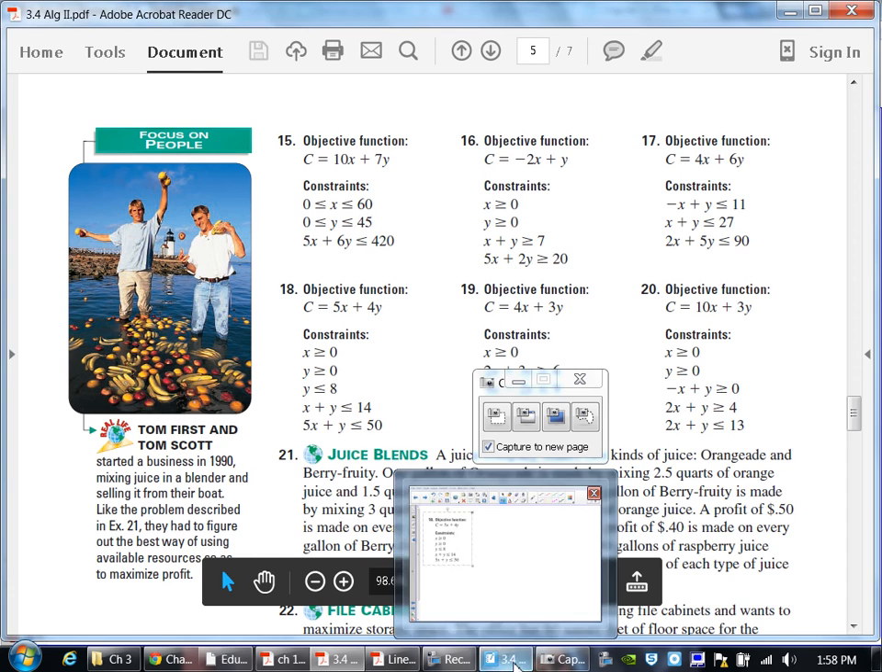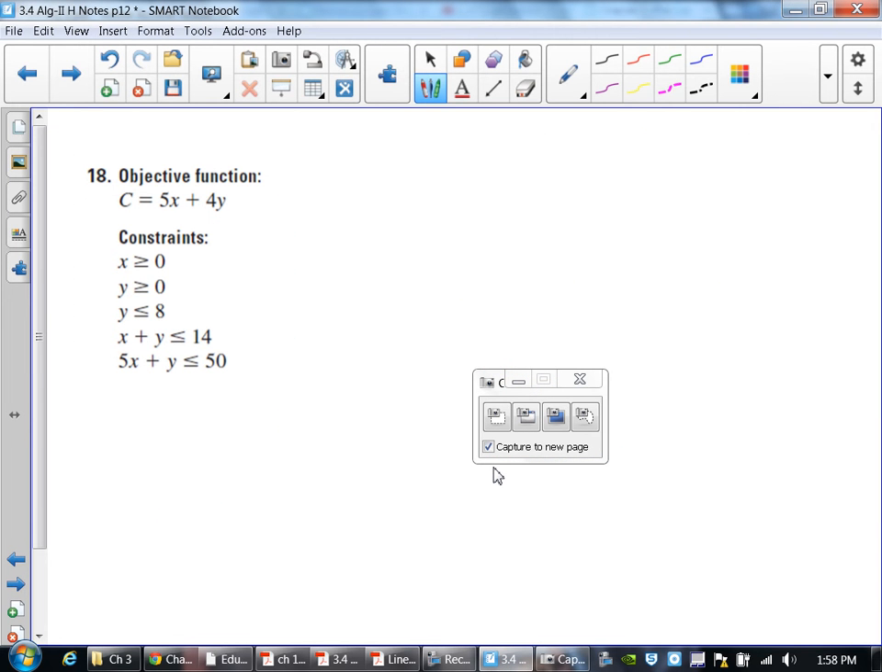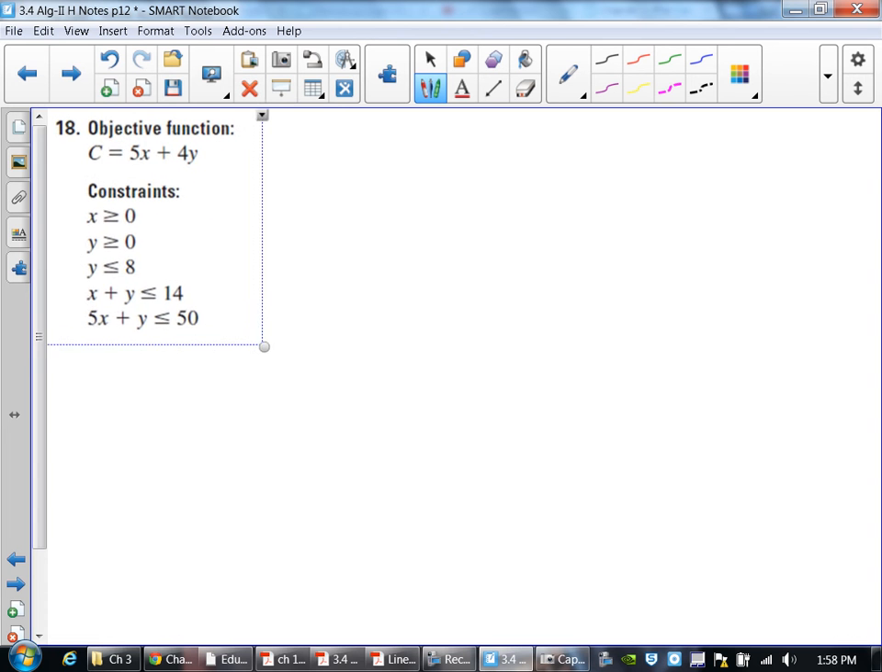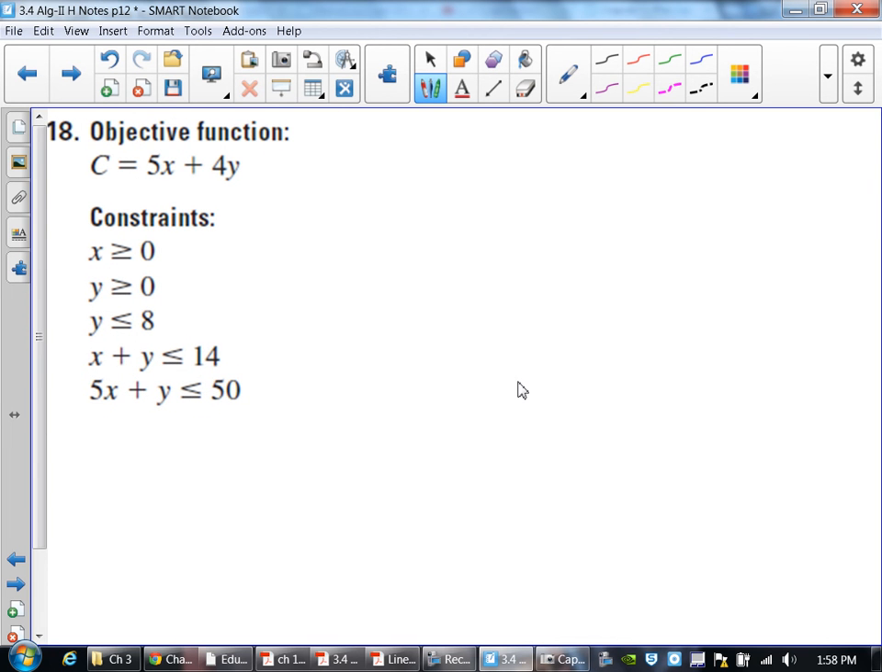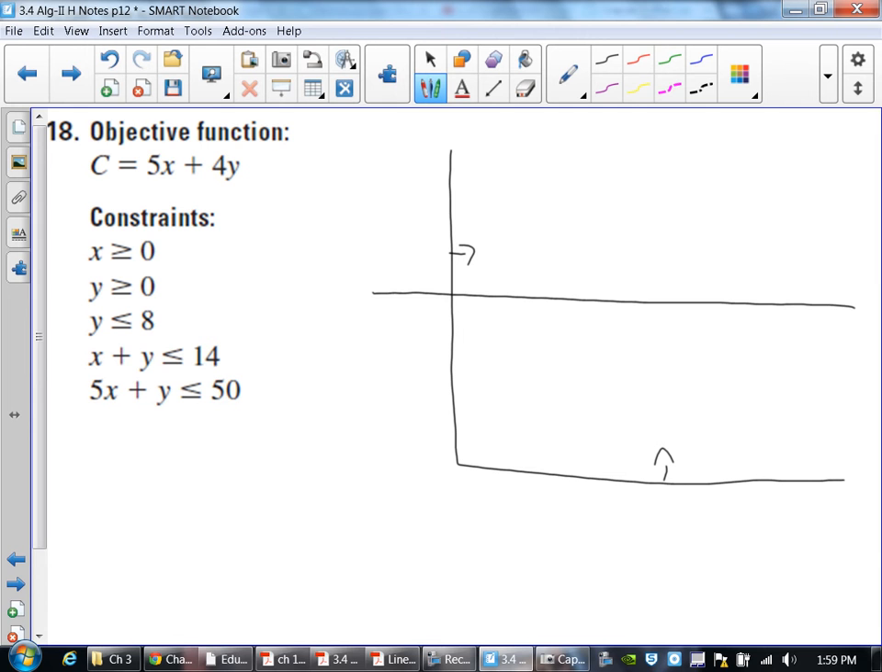You look at 18, you are bound to the first quadrant right off the bat. So you have a first quadrant problem. But then they give you a top: y has to be less than or equal to 8. Y equals the number is a horizontal line through 8. So here's 0, 8, and it's working its way down.